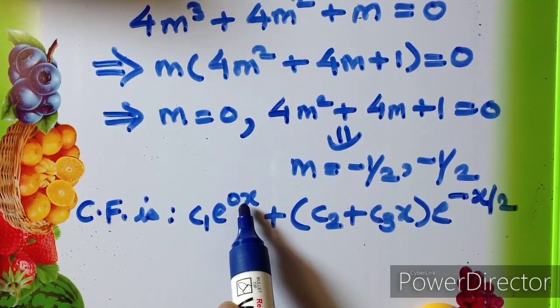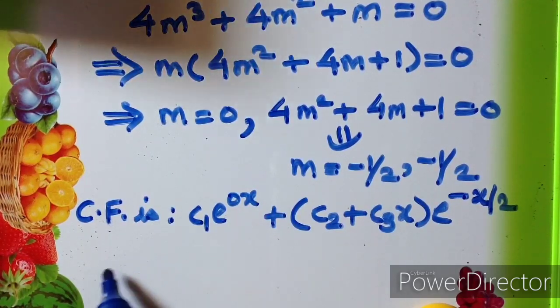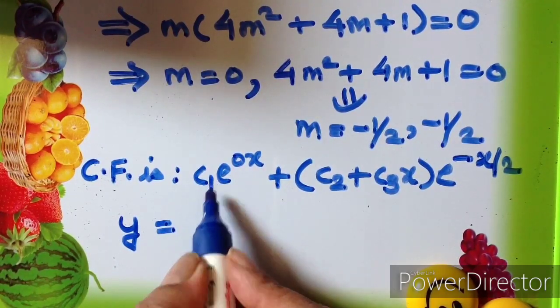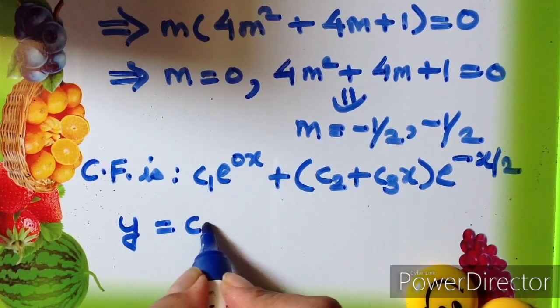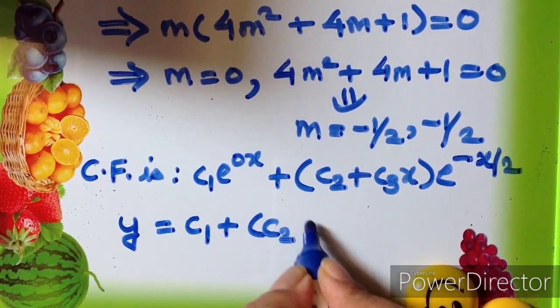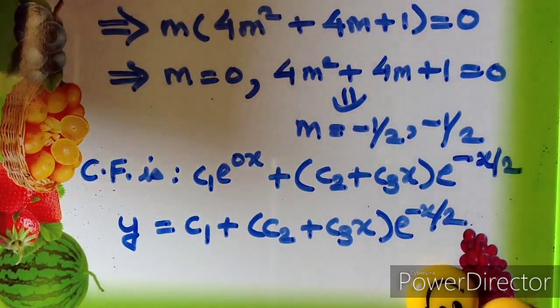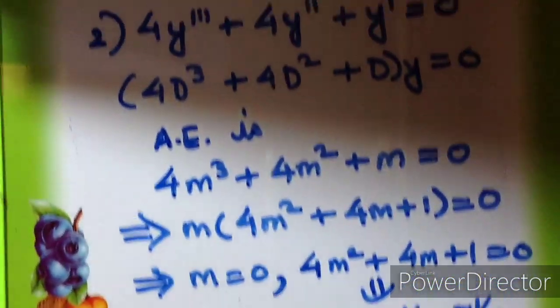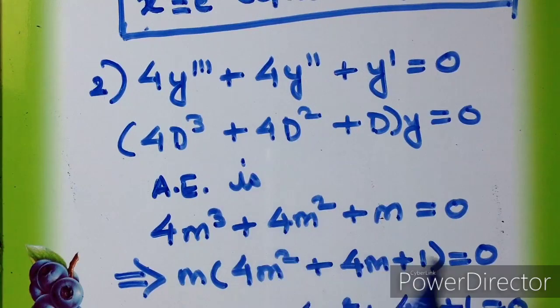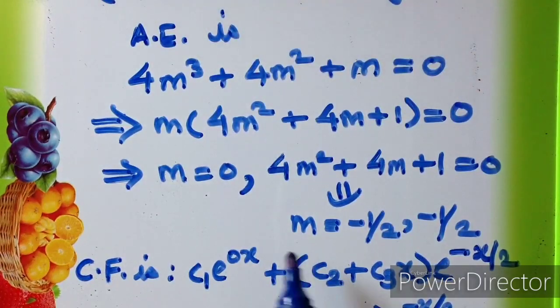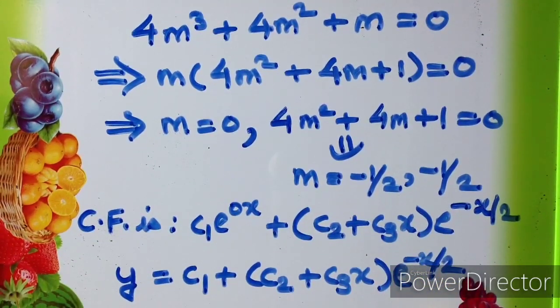Now e raised to 0x is nothing but 1. So finally we can write the solution of the given differential equation as y is equal to C1 plus C2 plus C3x into e raised to minus x by 2. So in this way, first we have found the auxiliary equation, then found the roots, then after finding the roots, we have identified the type of roots, and after identifying the types of root, we have found the solution to the given differential equation.